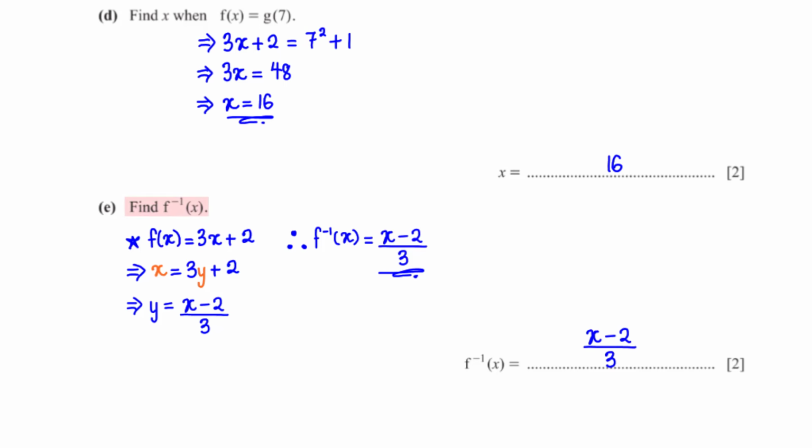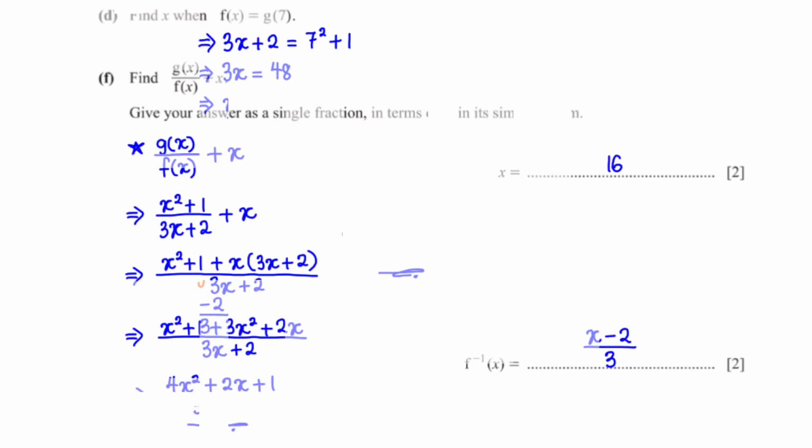Find f inverse of x. To get f inverse of x, we replace f of x with x and replace x with y. When we make y the subject of the equation, we get y equals (x minus 2) over 3, which is the same as f inverse of x. And so f inverse of x is also equal to (x minus 2) over 3.